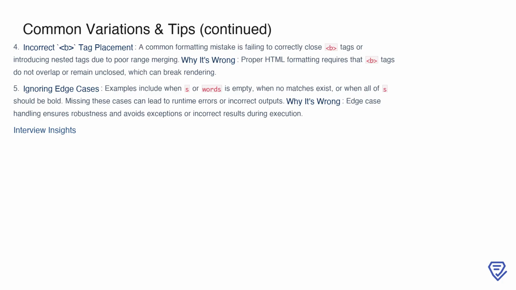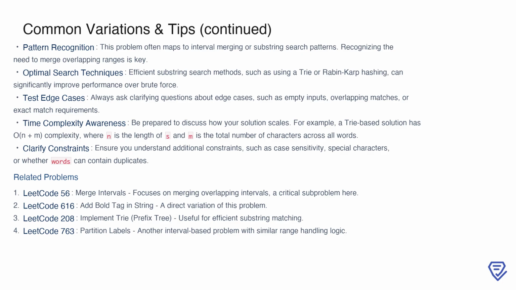Always keep in mind that addressing these details not only avoids errors but also demonstrates a thoughtful and complete approach during interviews. This problem is a great example of how recognizing patterns can save time and effort. At its core, it involves two fundamental patterns: interval merging and substring search. Identifying the need to merge overlapping ranges early on is crucial for success. For substring search, brute force methods are inefficient, so leveraging optimal techniques like tries or Rabin-Karp hashing can make a big difference in performance.